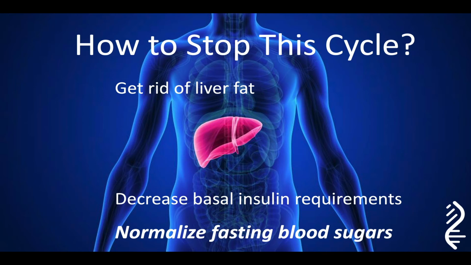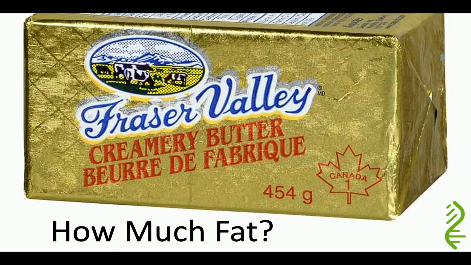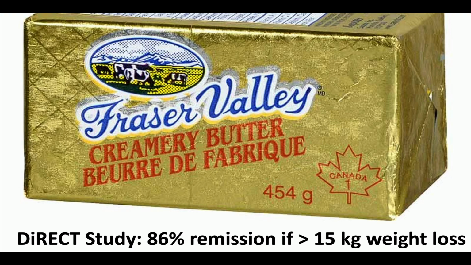So how do we stop the cycle? Well, we get rid of the liver fat. If we can get rid of the liver fat, we can restore the baseline insulin requirements. If we can get rid of the pancreas fat, we can restore the pancreas's ability to produce insulin normally. How much fat? Well, about 400 grams of fat drives this process. And how much weight do we need to lose to get rid of that 400 grams? Probably about 15 kilograms. Or put another way, in Taylor's primary care study, 86% of people achieved remission when they lost 30 to 35 pounds. So 30 to 35 pound weight loss to get rid of that 1 pound of fat driving the process.